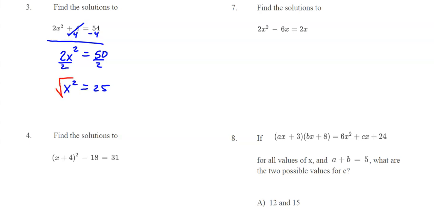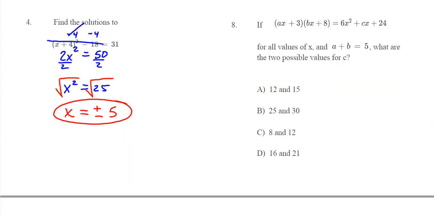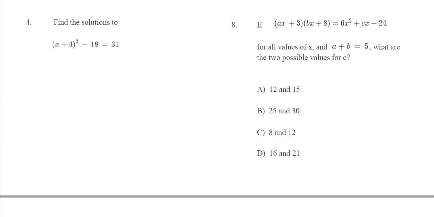And to get rid of the squared, I take the square root of that side. I take the square root of that side, and I get two answers, positive and negative 5. So either number can make it work. Number 4 is very similar, except I do have the parentheses on my squared term, but no big deal. Handle it the same way. Add 18 to both sides. So I get x plus 4 squared equals 49. Take the square root, and I get x plus 4 can either equal 7 or it can equal -7.